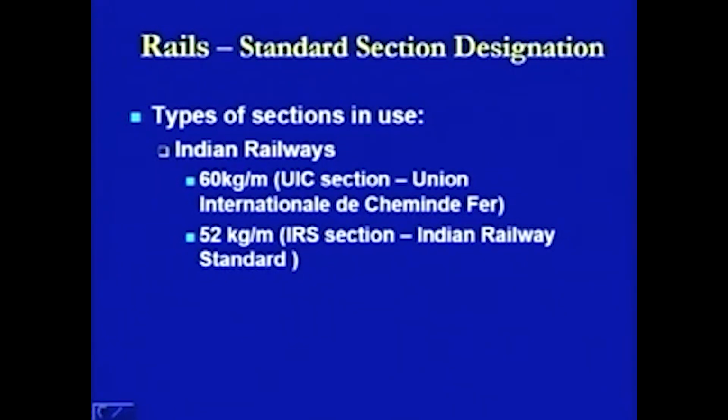The 60 kg per meter rail section is also termed as UIC section, a term which comes from France, and it is Union Internationale des Chemins de Fer. This is what the terminology UIC section stands for, whereas the 52 kg per meter rail section is the IRS section, which is the Indian Railway Standard section.